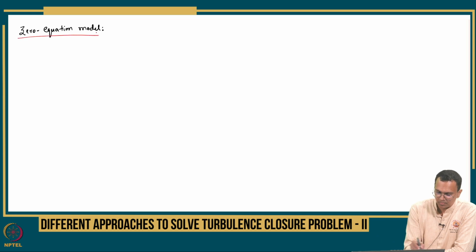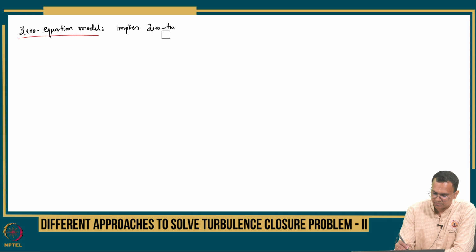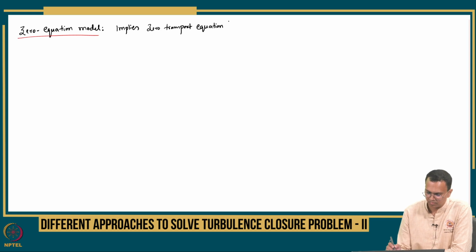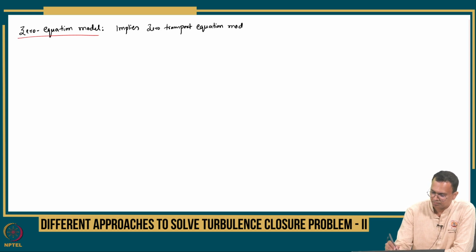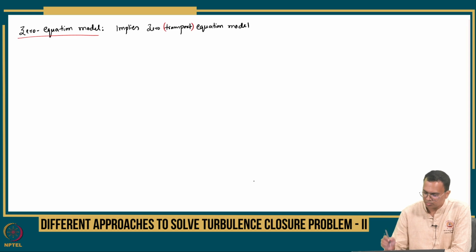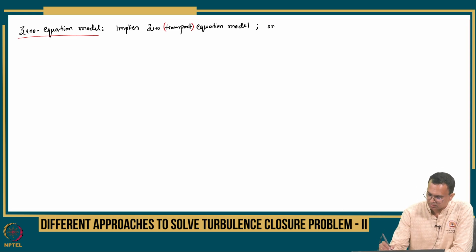So zero equation implies zero transport equation model. The transport is omitted in the form. So zero equation model means zero transport equation, and we are only considering an algebraic expression.